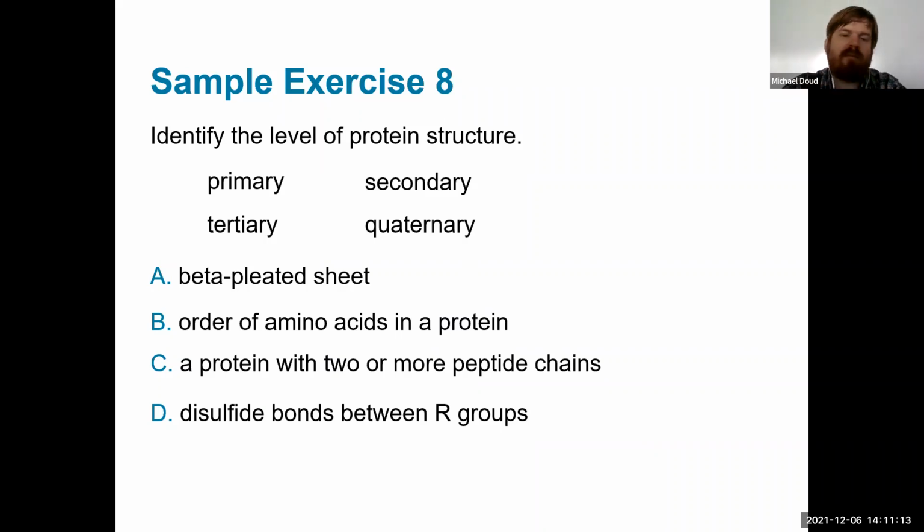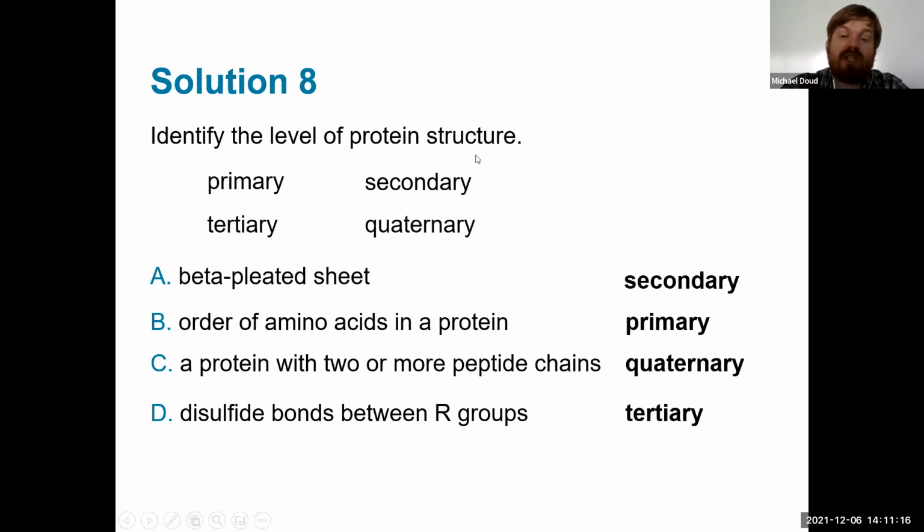Okay, so first off, beta pleated sheet, that is by definition a secondary component of the structure of a protein. The order of amino acids, that is again the definition of the primary structure. A protein that has 2 or more peptide chains, that's quaternary structure. And then finally, a disulfide bond between R groups, that is tertiary structure, although that could also be involved in quaternary structure if I said between R groups on different peptide chains.